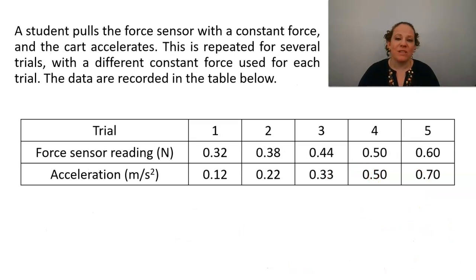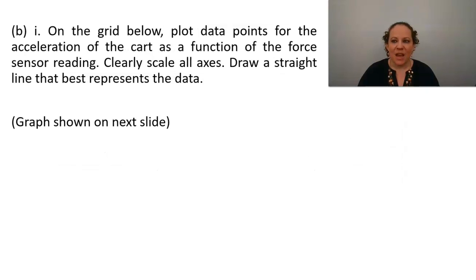A student pulls the force sensor with a constant force, and the cart accelerates. This is repeated for several trials with a different constant force used for each trial. The data are recorded in the table below. B1. On the grid below, plot data points for the acceleration of the cart as a function of the force sensor reading. Clearly scale all axes. Draw a straight line that best represents the data. And of course, I'm going to put this on the next page.